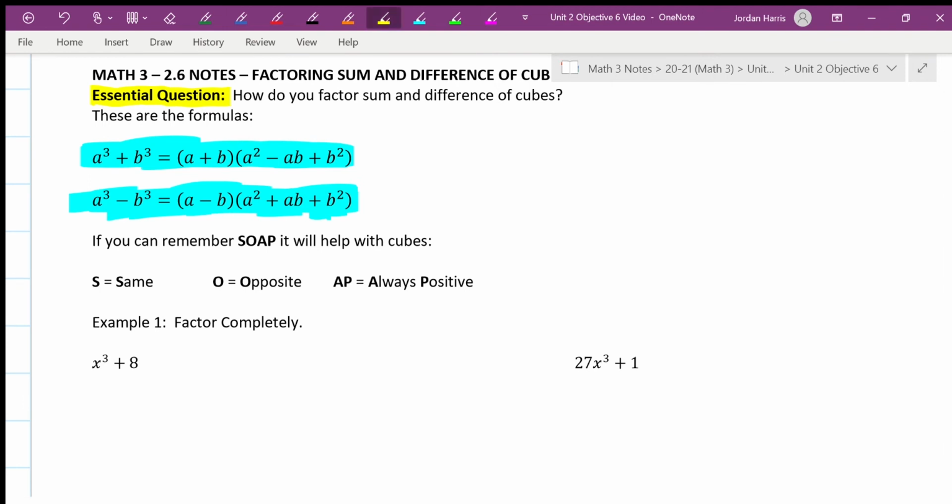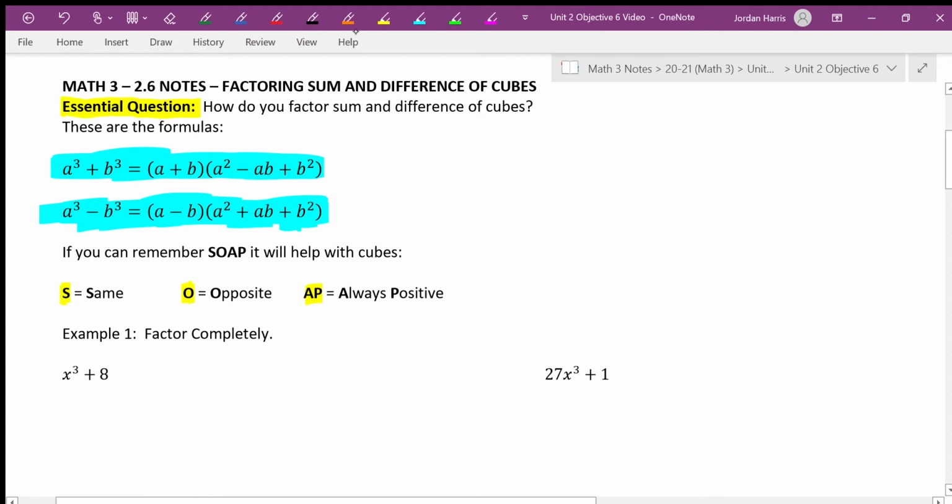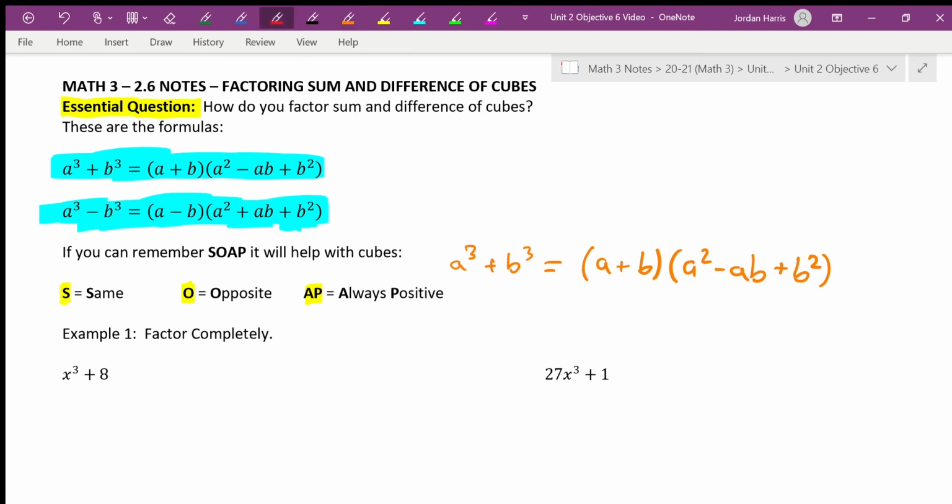So how you can remember this is understanding SOAP. SOAP: same, opposite, always positive. That is talking about the values. So this is for, if I had a cubed plus b cubed, that was my question. It's a plus b, a squared minus a times b plus b squared. That is always the same. A squared, a times b, b squared. SOAP helps you remember the symbols here.